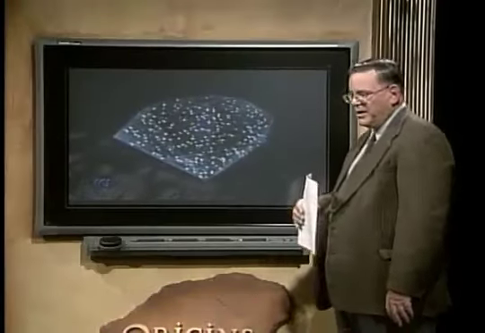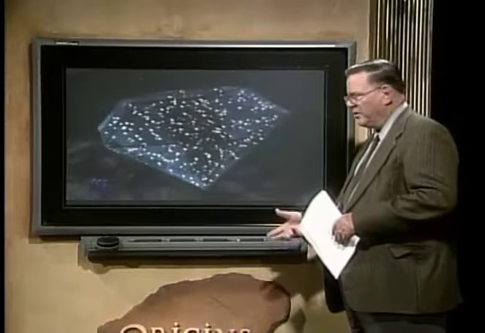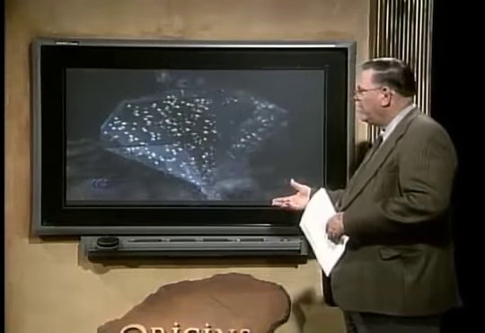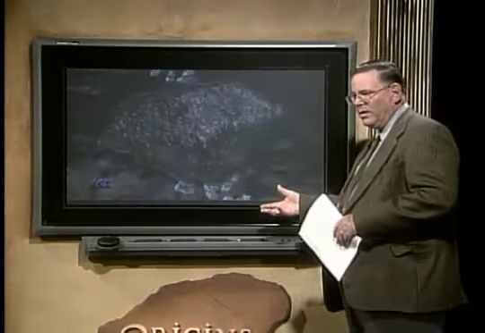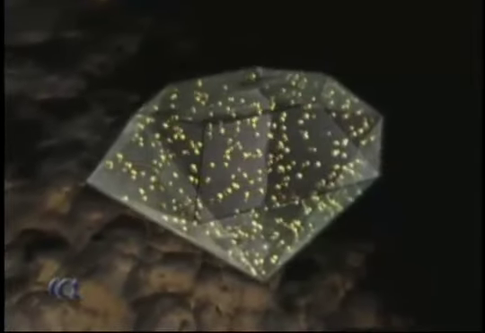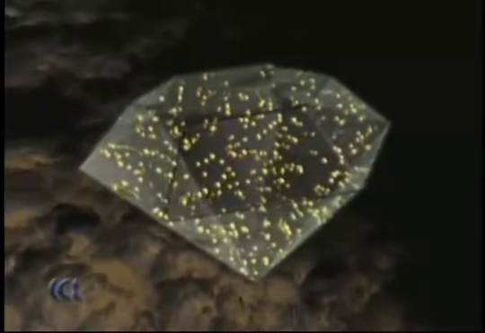We found, completely surprised, it wasn't originally part of our project, we found carbon-14 in coal and diamonds. Coal is supposed to be 100 million years old. Diamonds are supposed to be billions of years old. They should not have any carbon-14 in them because it decays so rapidly.